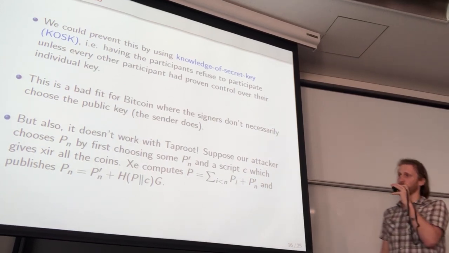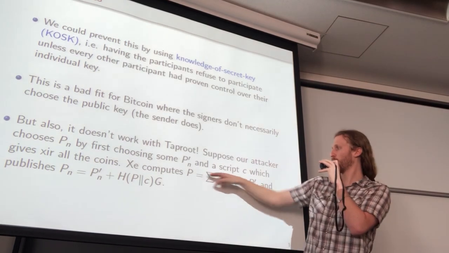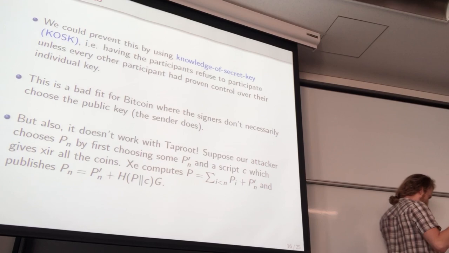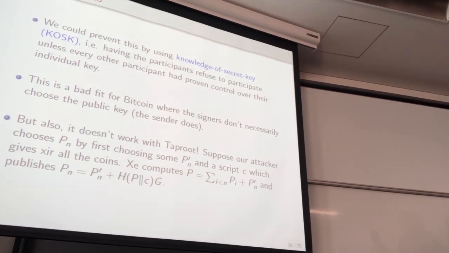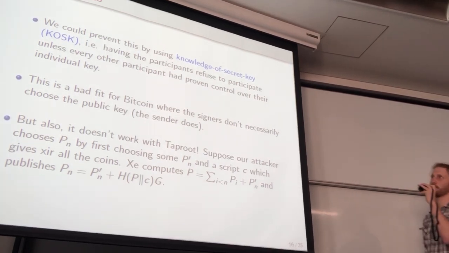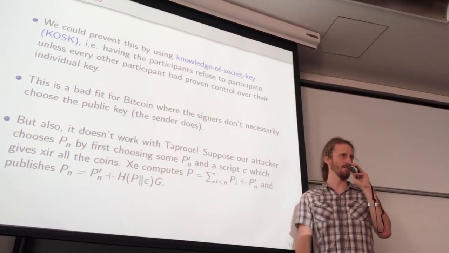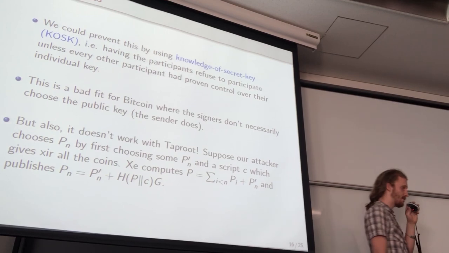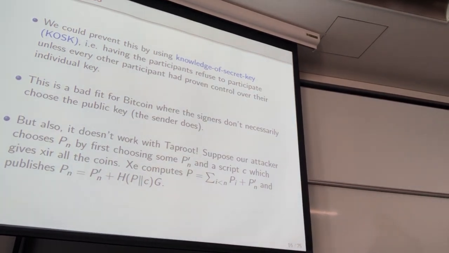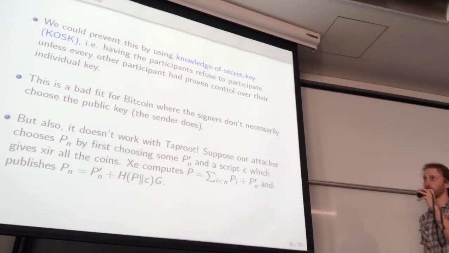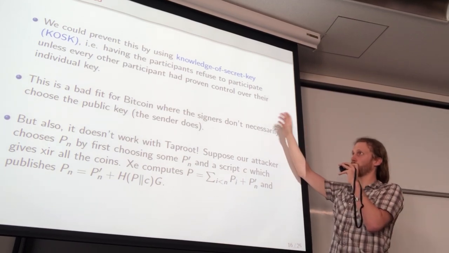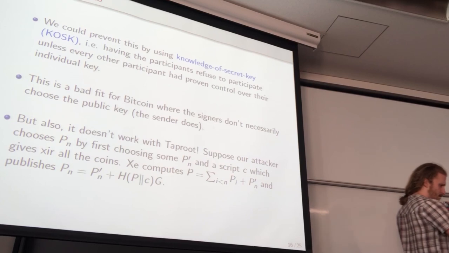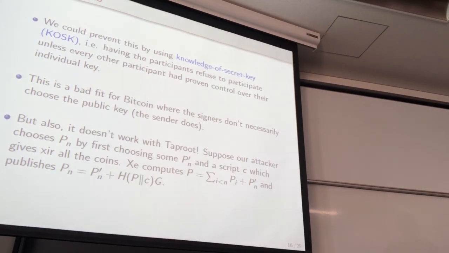One way to do this is to say, if we're worried about somebody adding everyone else's keys together and providing a public key that secretly has everyone else's keys mixed in, why don't we just force everyone to prove knowledge of their individual secret key? They can do that with a Schnorr signature where they hash in their public key. This is a standard thing that you can do. There's a cryptographic security model called KOSK, knowledge of secret key, where you assume everybody does this. This is not a very good fit for Bitcoin.